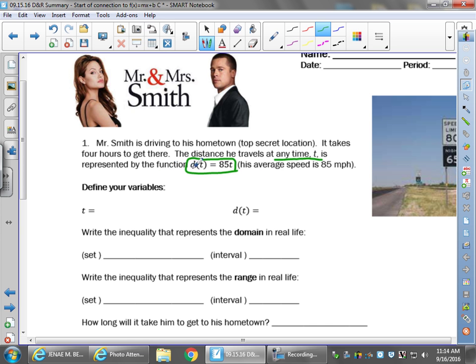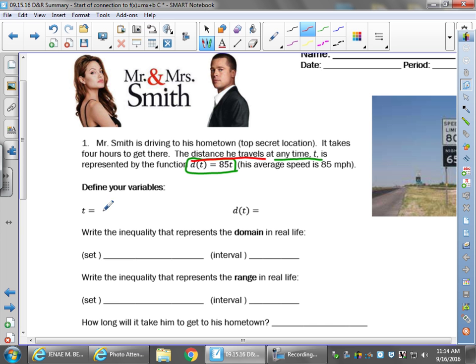Now, I know it didn't say d of t is, but see how it says that the distance he travels is represented by this function? That makes the distance he travels the other variable, because that's what this function is modeling. So in terms of reading for information, if you see this models this, this becomes my other variable. So let's define our variables.